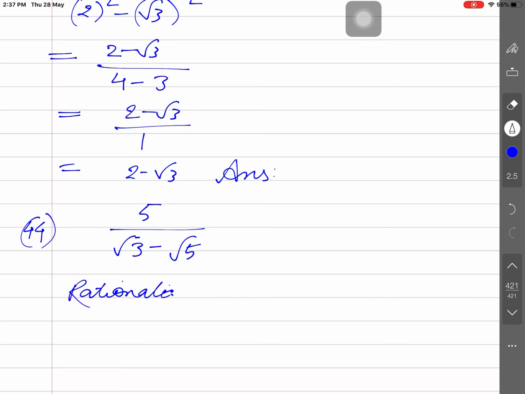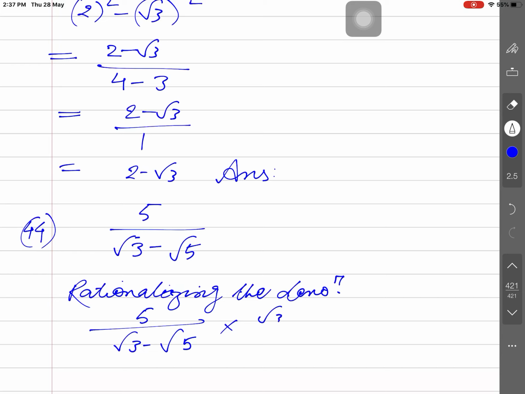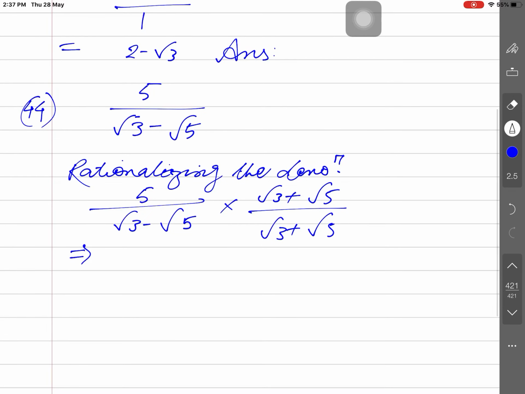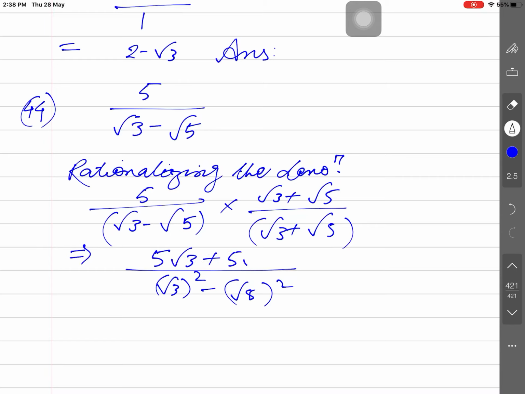Rationalizing the denominator. What shall it be? 5 divided by root 3 minus root 5, multiplied by root 3 plus root 5 divided by root 3 plus root 5. Is that clear or not? Now multiply them again. What type of pattern is this again? I will not tell you again and again what is to be done. This is root 3 square minus root 5 square, and further 5 is to be multiplied here: 5 root 3 plus 5 root 5 is there also.